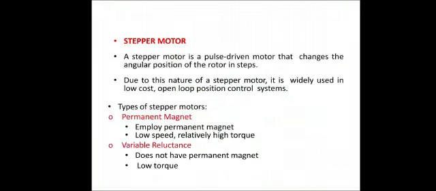Next type of motor is the stepper motor. A stepper motor is a pulse driven motor that changes the angular position of the rotor in steps. Due to this nature, it is widely used in low cost open loop position control systems. There are two types of stepper motor. One is permanent magnet and the second one is variable reluctance.